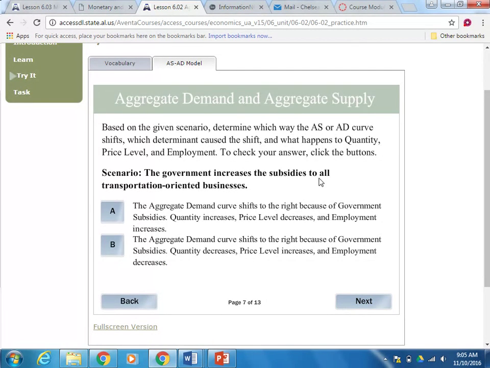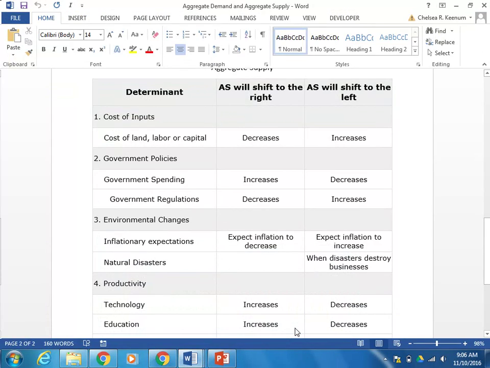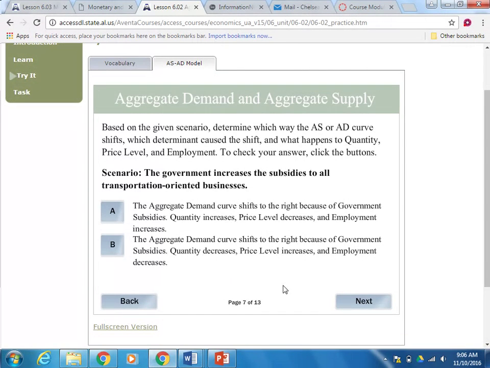One more. The government increases the subsidies to all transportation-oriented businesses. So this has to do with businesses, and subsidies are government spending. That's money given to businesses by the government. So government spending has increased. The supply curve is going to shift to the right. And then what's going to happen? Your quantity is going to increase because businesses are putting out more.